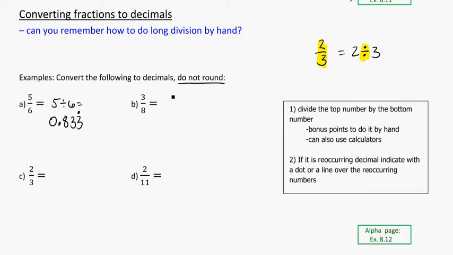Looking at the next example, 3 divided by 8 is equal to 0.375. And there I do not need to round or use a reoccurring dot because it's exactly that. And that is 375 thousandths, if we want to talk about it as place values.